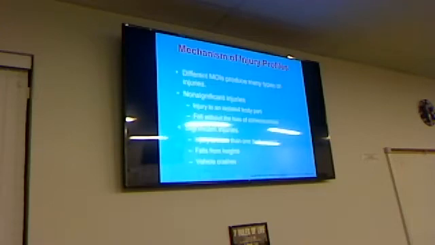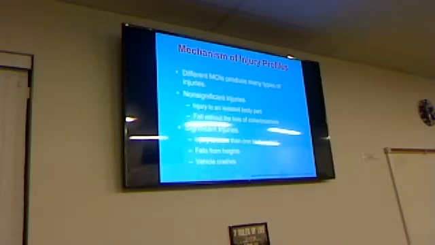Different mechanisms of injury produce many types of injuries. Non-significant injuries may be an injury to an isolated body part, such as a deformed, obviously broken ankle or wrist, or a fall without loss of consciousness. I will say that I don't know that I would really put that into a non-significant injury category. You need to look at the distance of the fall, the surface they landed on, and the age of the patient. Are you dealing with a child? Are you dealing with a geriatric patient? There are a lot more factors you need to consider in that situation.